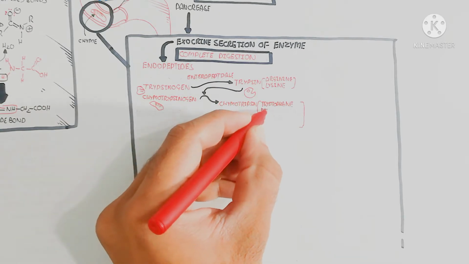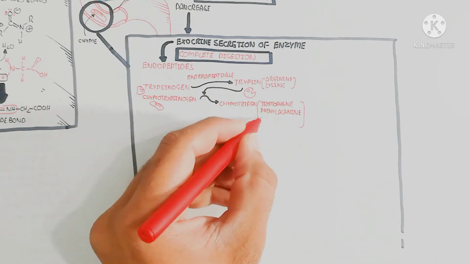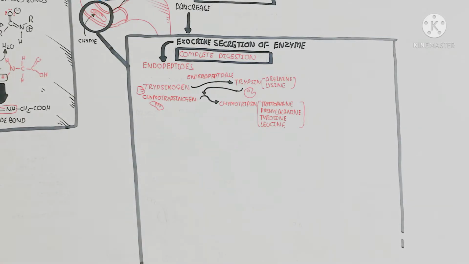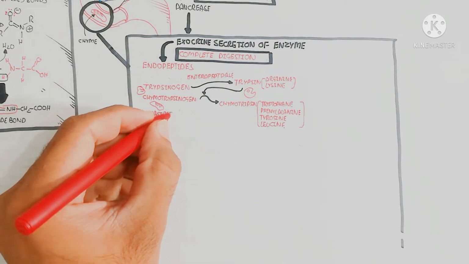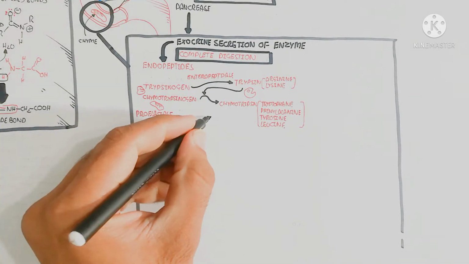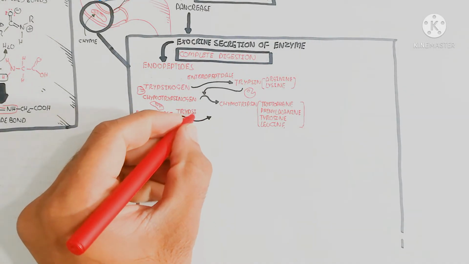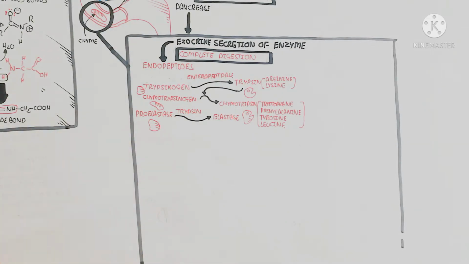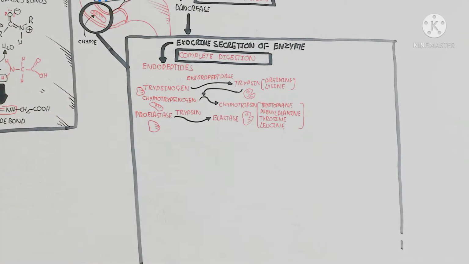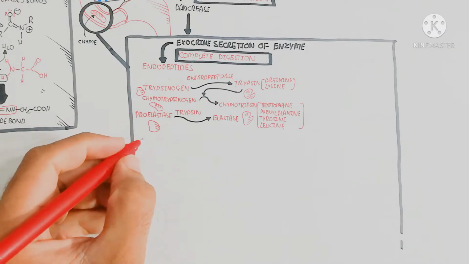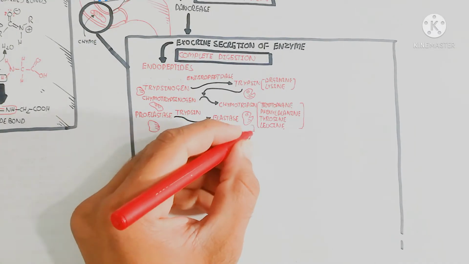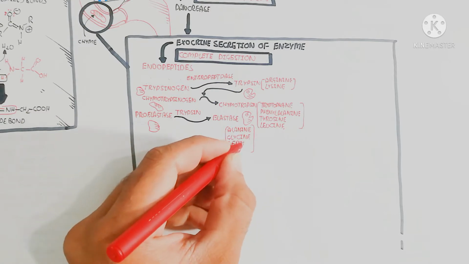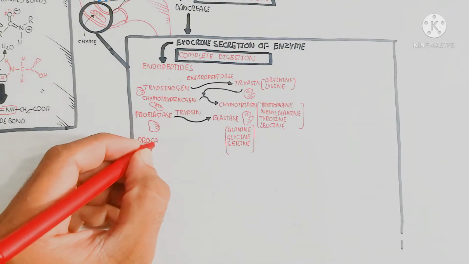So the chymotrypsinogen will be converted into chymotrypsin in the presence of trypsin. This will be used for the separation of tryptophan, phenylalanine, tyrosine and leucine from the polypeptide. On the other hand, important is the proelastase enzyme. This is inactive and becomes elastase in the presence of trypsin, and this is important for the separation of the amino acids alanine, glycine and serine.